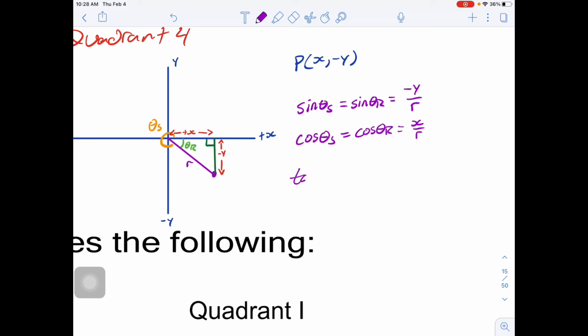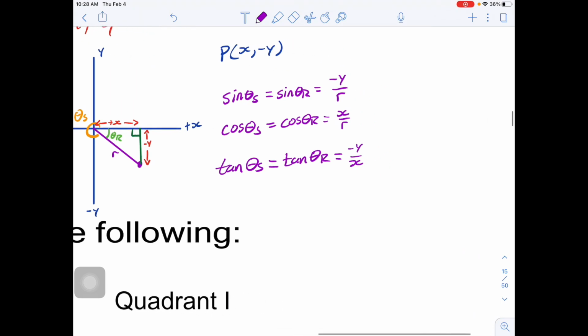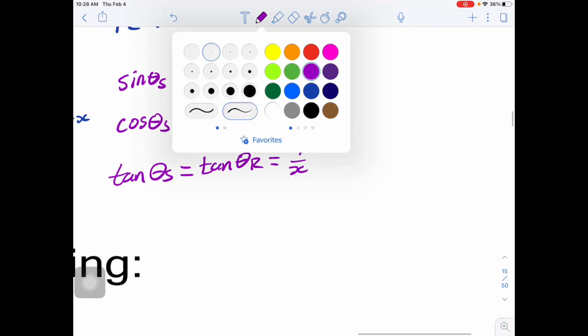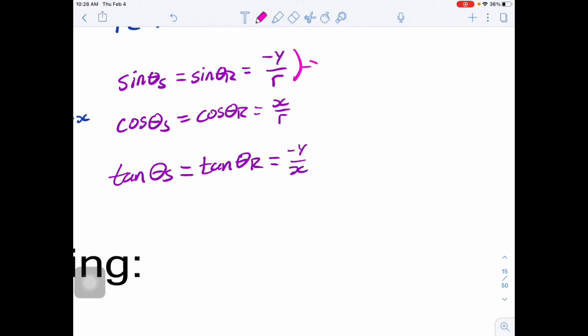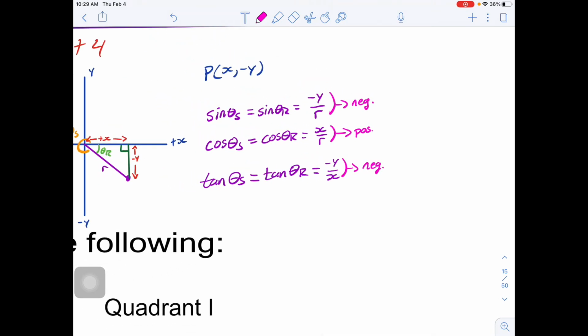And lastly, we're going to deal with tan. So we're going to find the standard angle tan ratio. And in order to understand it, we are going to use the reference angle. And at this point, my tan ratio here is opposite over adjacent, so negative y over x. Now what do we see here? We see a few things. That sine is negative, tan is negative, and cos is positive.